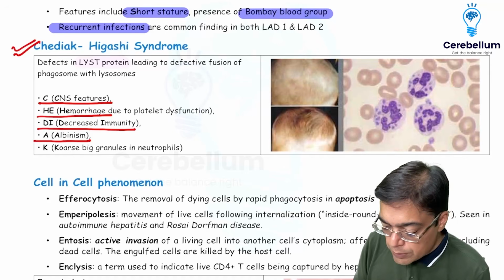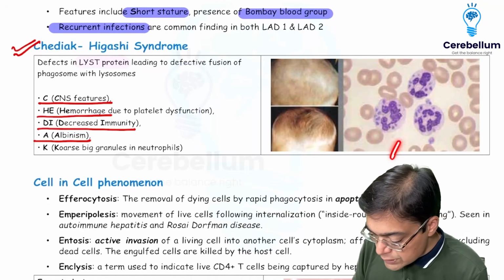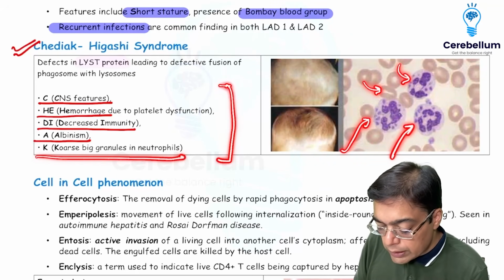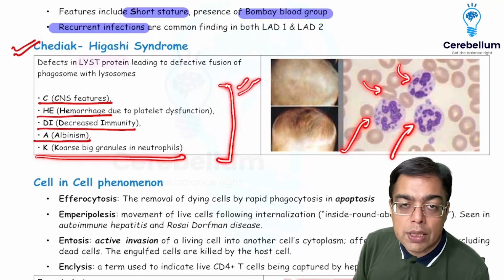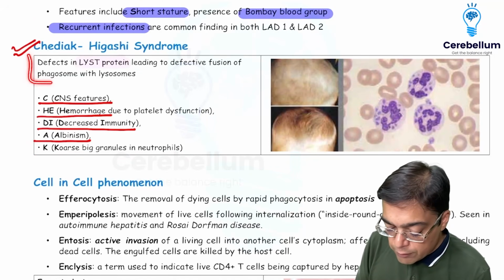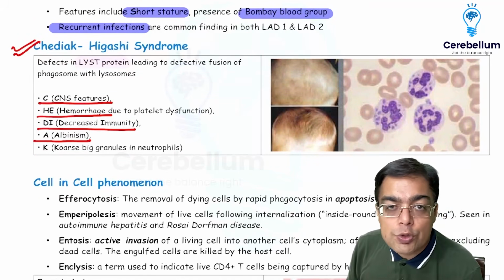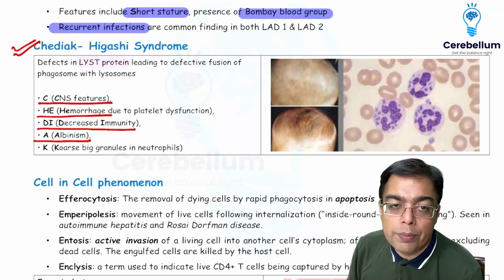And the peripheral smear would show you the presence of such big giant granules, coarse granules within the neutrophils. So once you remember the name, you would automatically remember the features associated with Chediak-Higashi syndrome. Not to forget the previous All India exam question, that the problem in these patients is fusion of phagosome with lysosome is going to be defective.